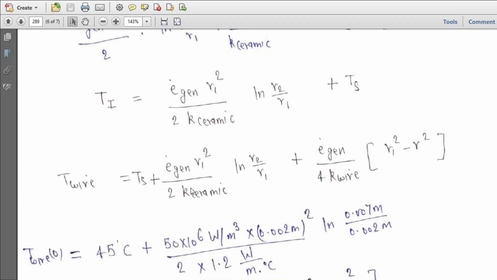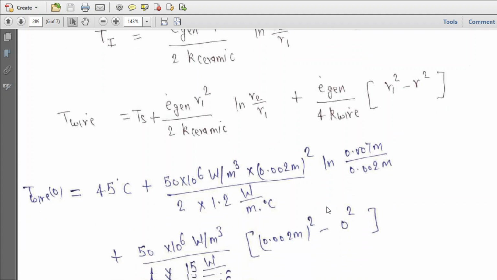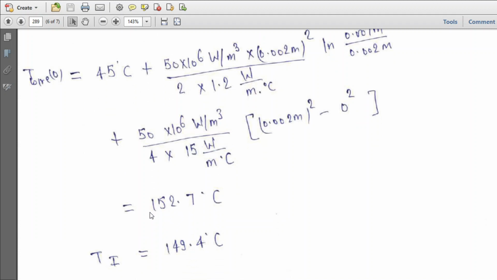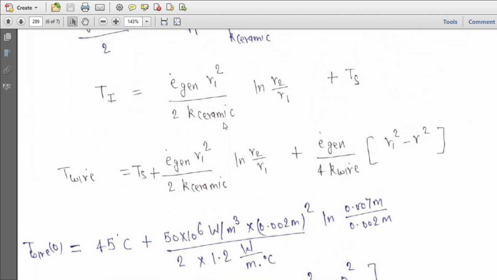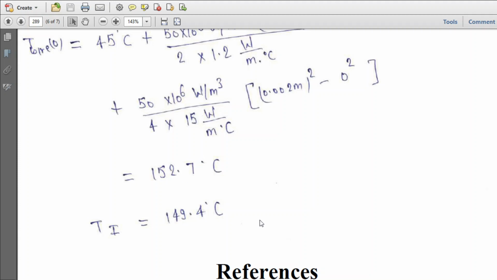So T wire is Ts plus E dot generation R1 square upon 2 K ceramic times ln R2 upon R1 plus E dot generation upon 4K wire times R1 square minus r square. By changing r, we can calculate the wire temperature. At the center, I just put r equal to 0, substituting all these parameters from here. We got the temperature here equal to 152.7. The interface temperature can be calculated from here by substituting the values, so T interface is 149.4.